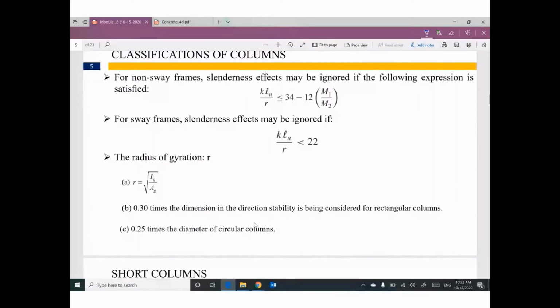If you are talking about ACI criteria or ACI conditions, ACI has a different opinion. To consider your column short or long, you have to consider this expression. If KLU divided by r is smaller than or equal to 34 minus 12 M1 divided by M2, if this condition happens, this column will be short. Column buckling will be neglected.